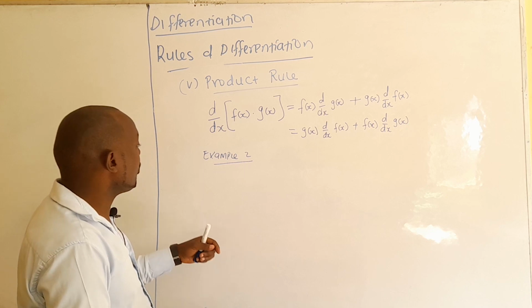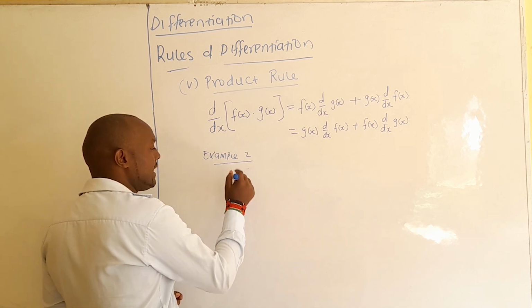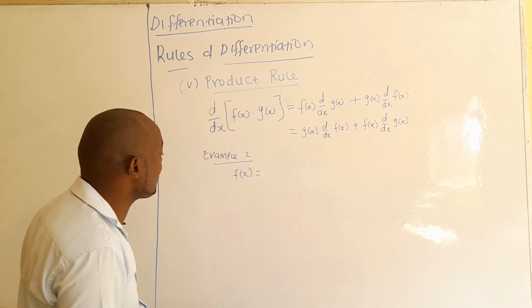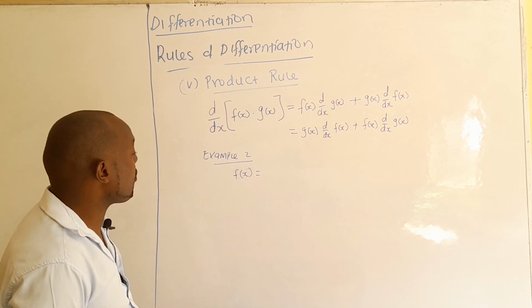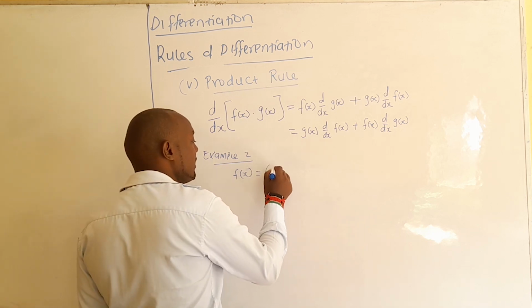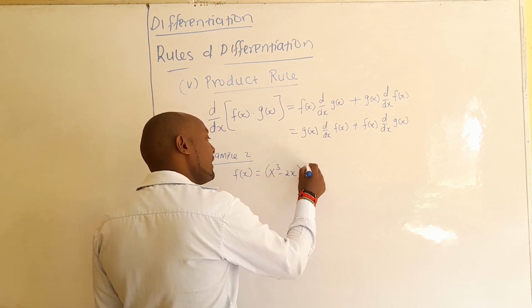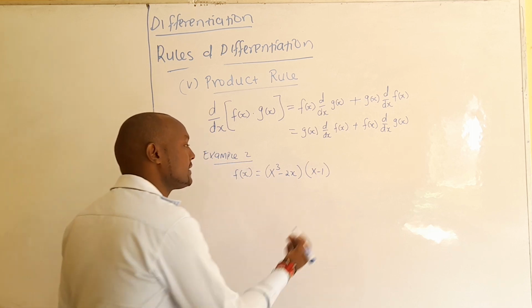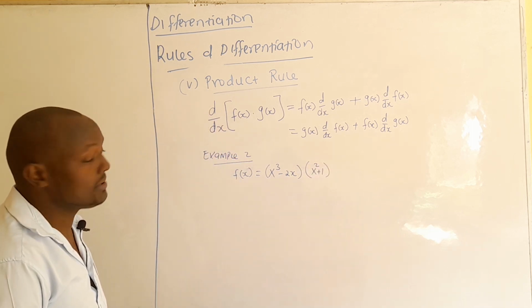Example 2. We may assume any function, assume your y, or f of x, any function. So with this one, we may assume you have x cubed, and the other one, you have x minus 1, or x squared plus 1. We may have where it is a bit complex.